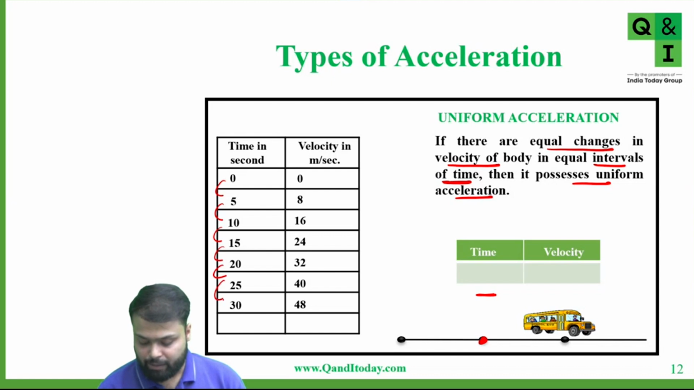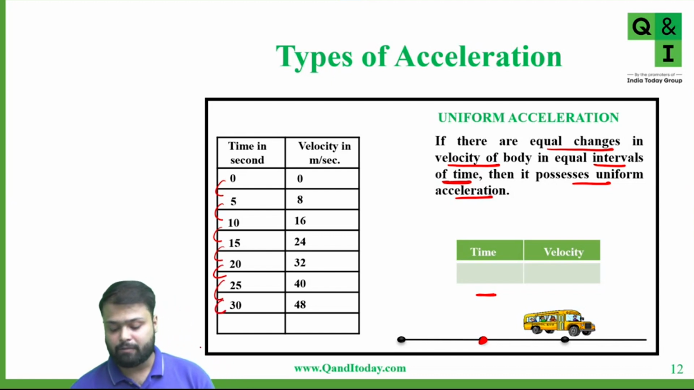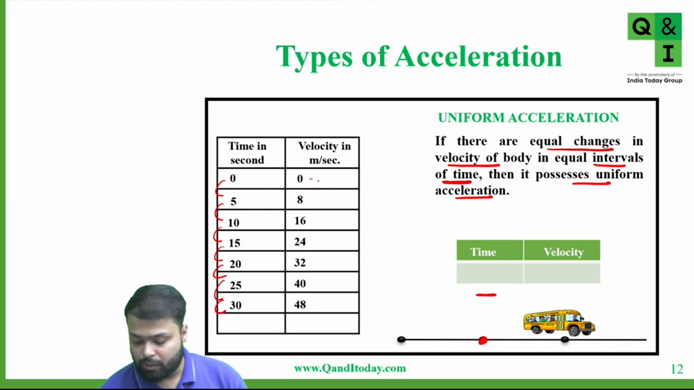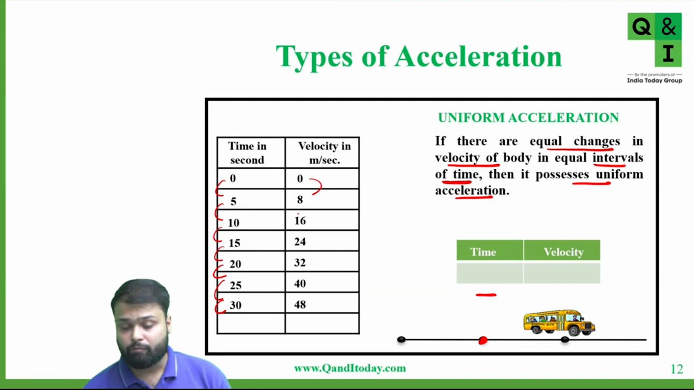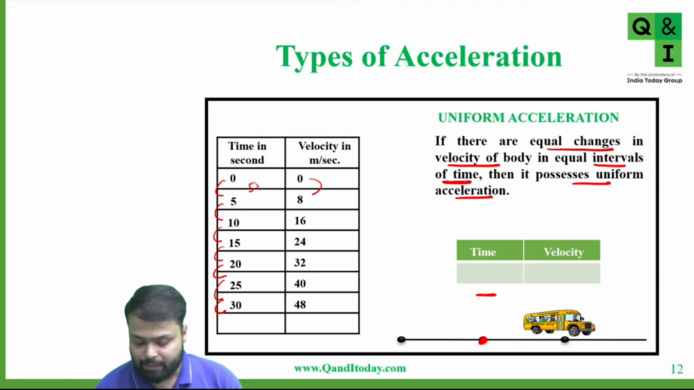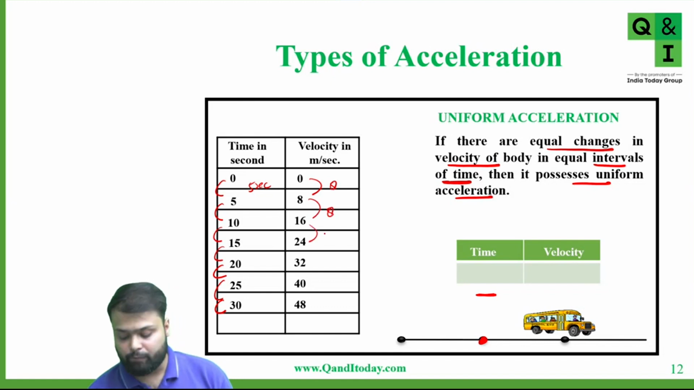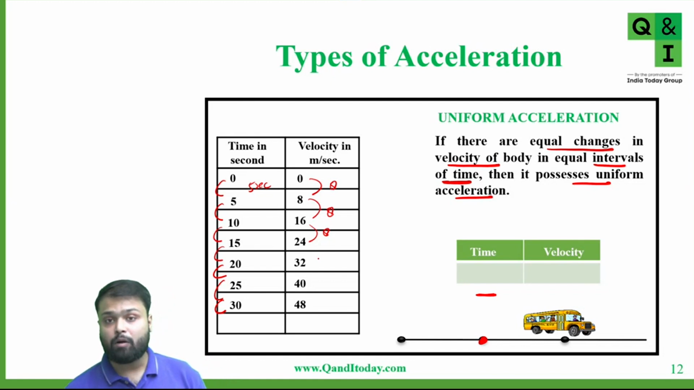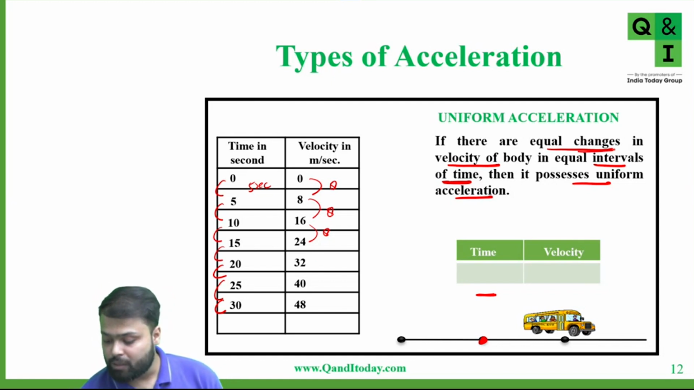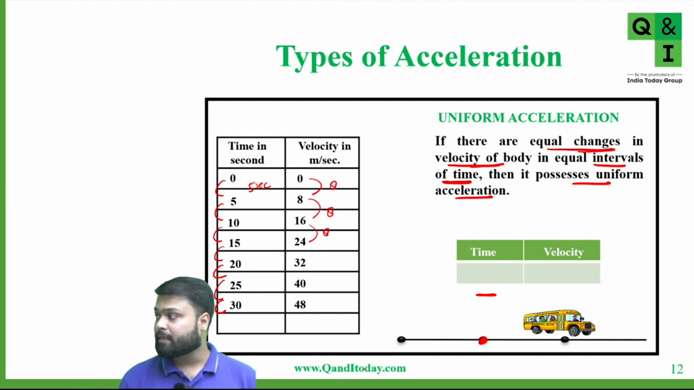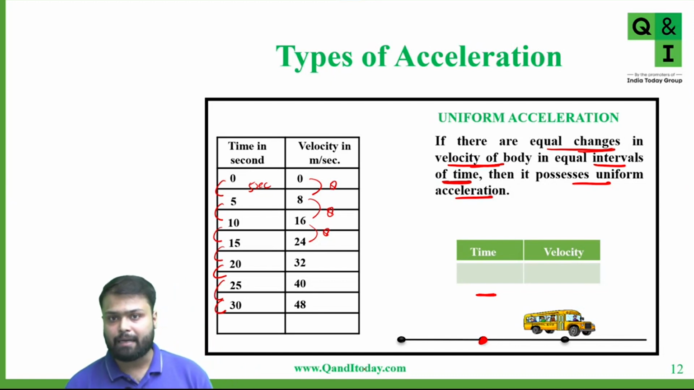Okay, everywhere the difference in time is the same, that is 5 seconds, and the change in velocity for that time interval is also the same everywhere. Here, 0 to 8 the change is 8, 8 to 16 the change is 8, 16 to 24 again the change is 8. So we can say that there are equal changes in velocity of a body in equal time intervals, so the body is under uniform acceleration.